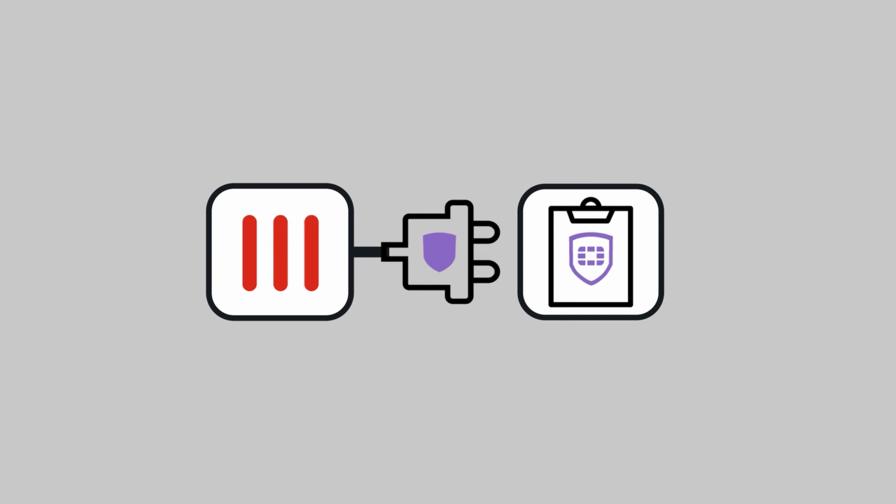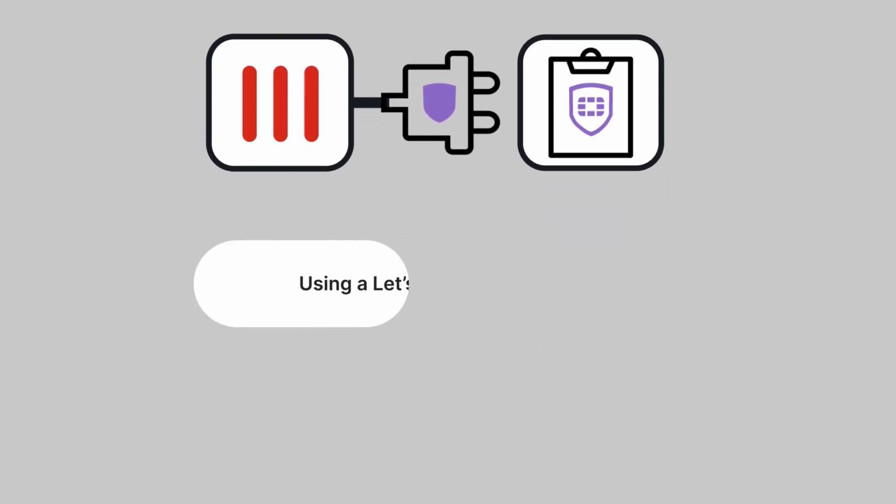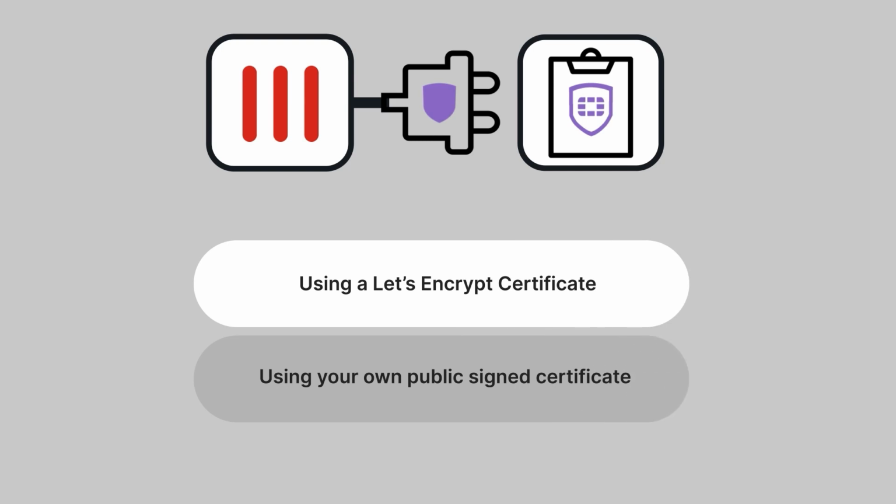To enable cloud-based EMS services, the FortiGate must be registered to FortiCloud with an appropriate user account. We will look at two scenarios to integrate FortiOS with FortiClient EMS. For the first scenario, we will set up an on-premise FortiClient EMS connector where we use an automated server certificate, which will be a Let's Encrypt certificate on our EMS.